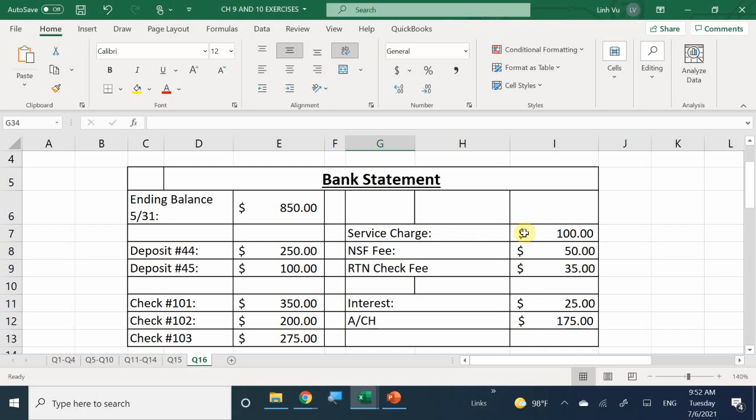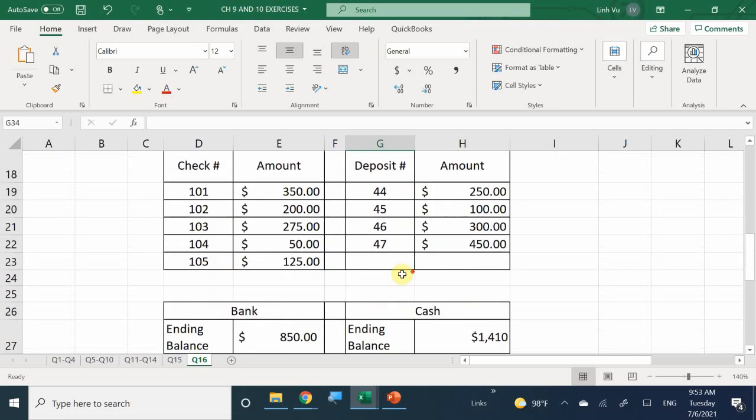So I wrote an NSF check, and because I wrote that check, they automatically charged me $50. They also charged me an additional $35 because that check bounced, meaning the bank didn't push it forward and pay for me. It bounced, so the other company, or the vendor, said, hey, your check bounced, so it reflected on my bank statement. Okay, so therefore $185.